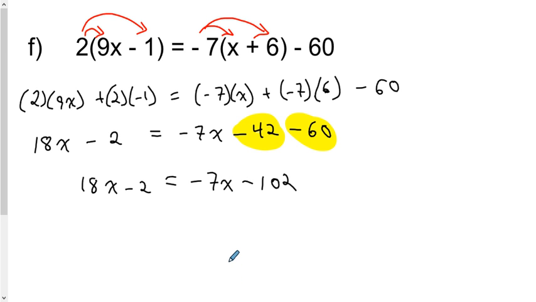Now we've got x's on each side and regular numbers on each side. That's not going to help us. We need to get them all into one side. Let's start with the x's. I'm going to move them all to the left side. If you chose to move them all to the right side, it would still work. But I'm going to move them all to the left side. I'm going to get rid of this one by adding 7x to both sides.